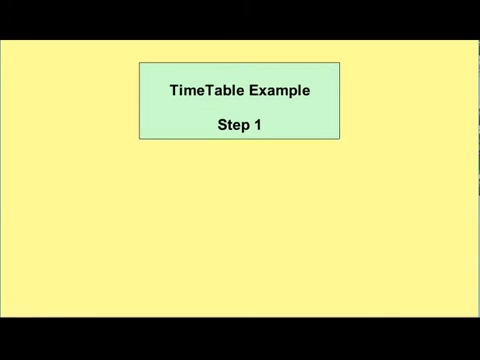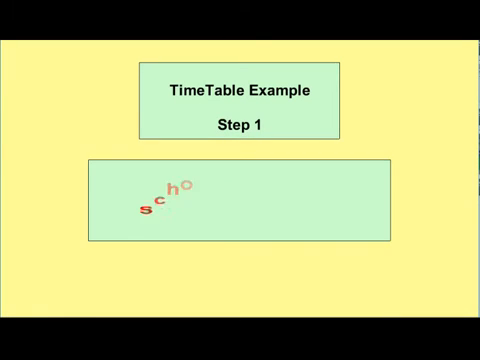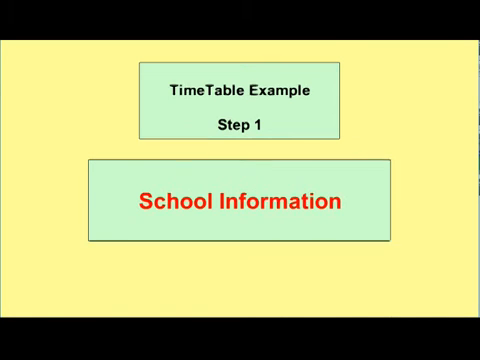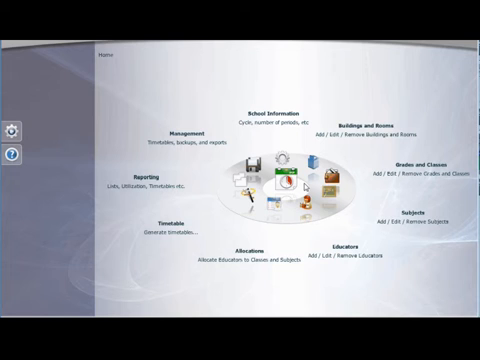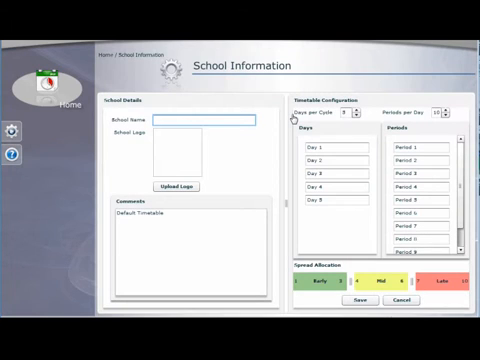Timetable example. Step 1. The first step that needs to be completed is the school information. The general school information needs to be populated first. Left-click on the school information menu item. Type in the school name. For this example, the school name is Demo School.